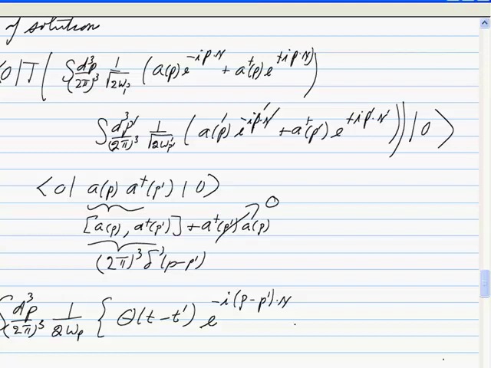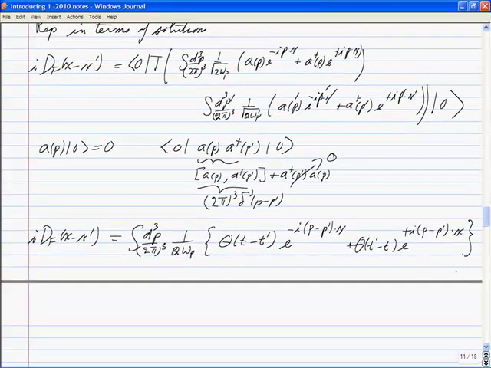In the reverse, the other time ordering is just everything reversed. It is theta of t prime minus t, e to the, well, let's write it as plus i (p minus p prime) dot x. Okay, so it's just the reverse of the other one. Okay, so there's the answer. Okay, comfortable?